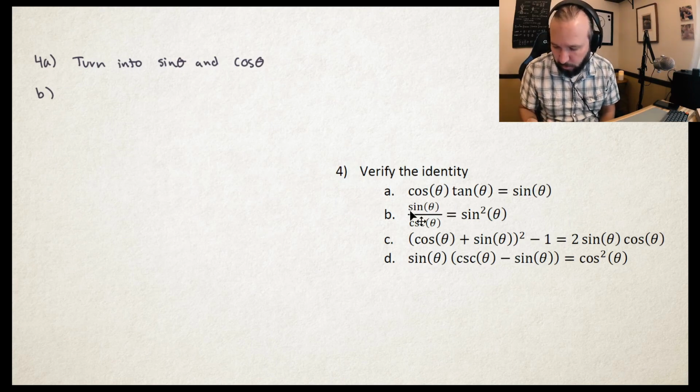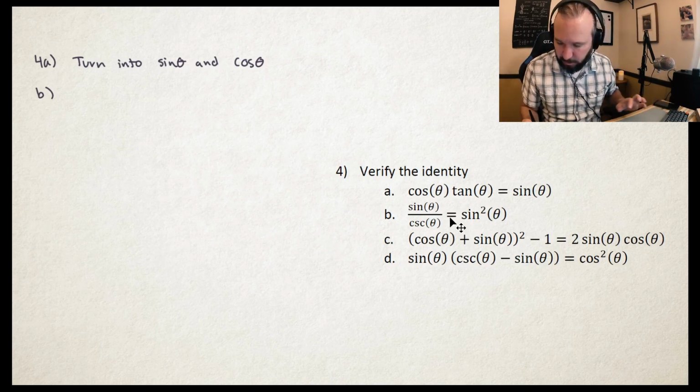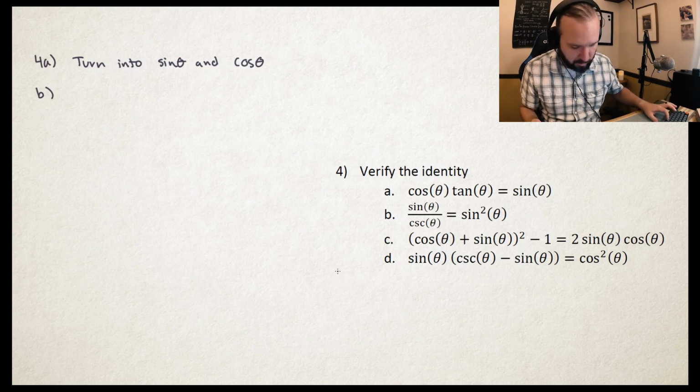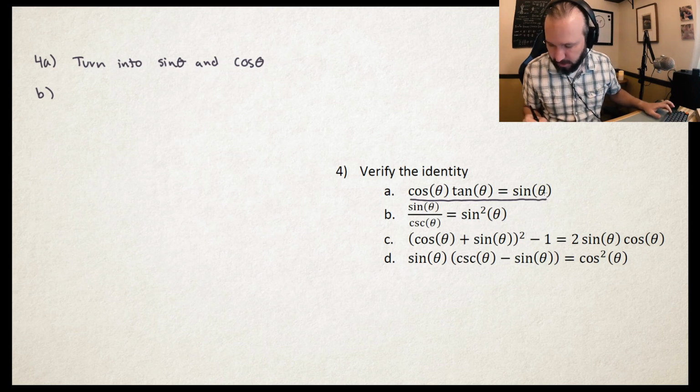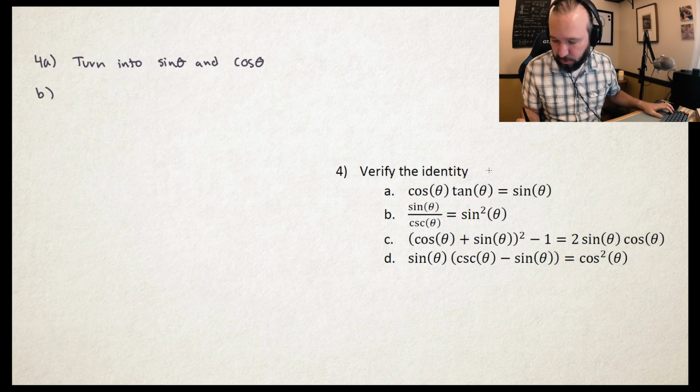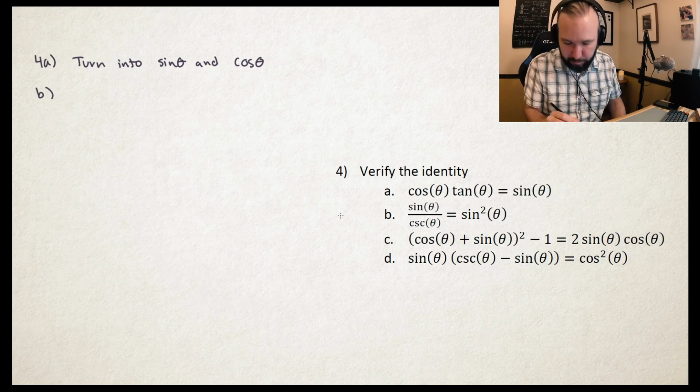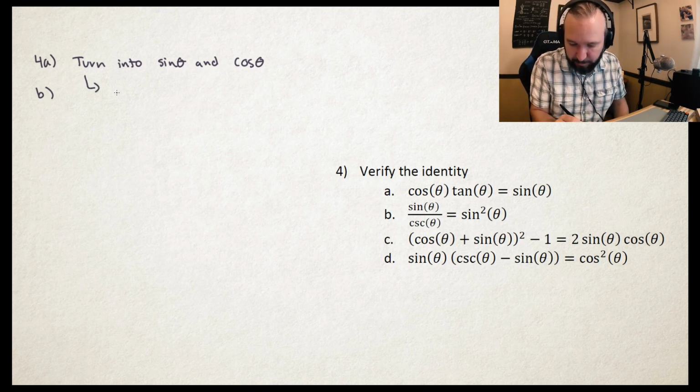Okay, so I just want to give you some hints here for problem 4. The first thing is this: cosine theta times tangent theta equals sine theta. So my trick for that is to just turn this tangent into sines and cosines. For part B, do the same thing and then use reciprocals.